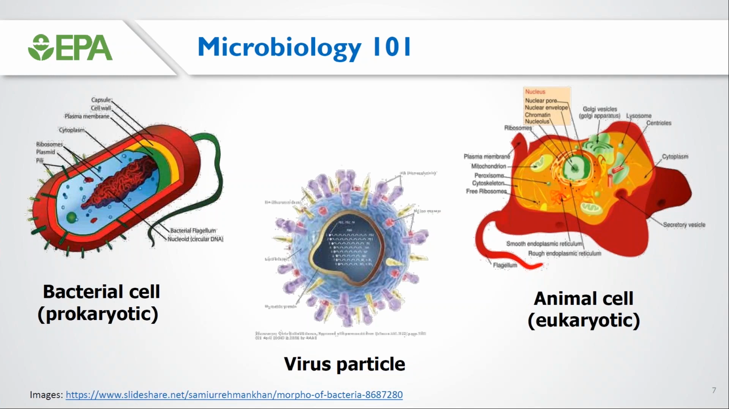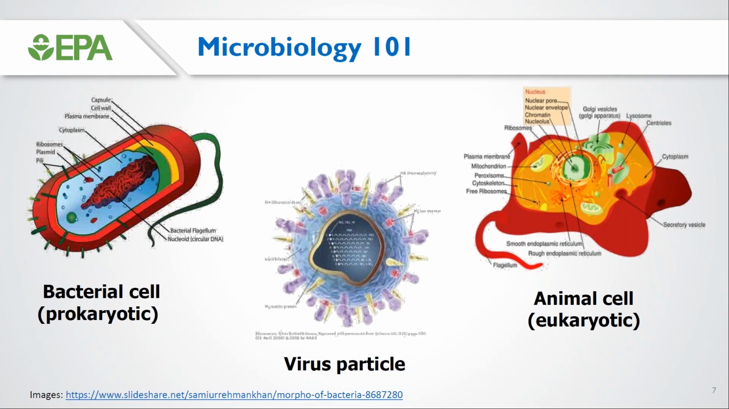The bottom picture, which looks like a circle, is actually a virus particle, and viruses are nothing more than a protein capsid that has a nucleic acid, either DNA or RNA, inside of it. It actually cannot replicate on its own. It must infect a host in order to propagate and multiply in the environment.